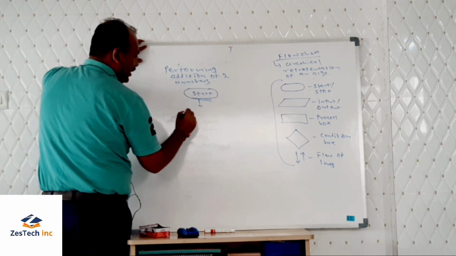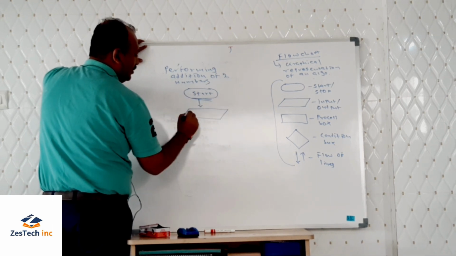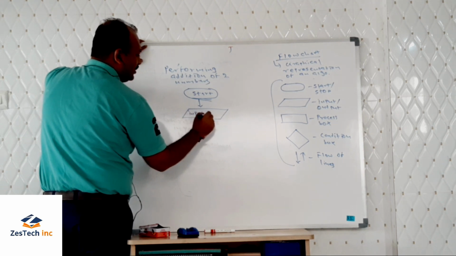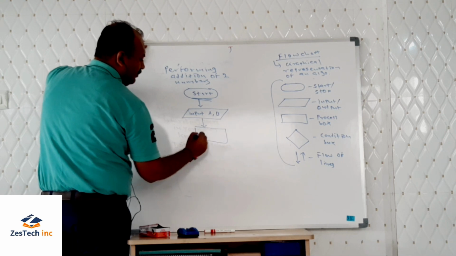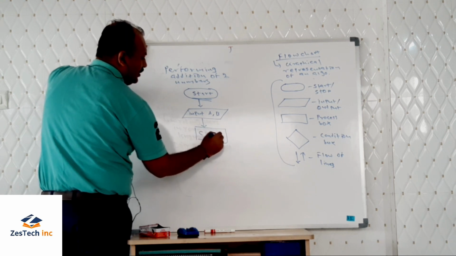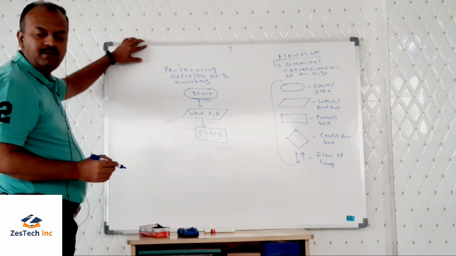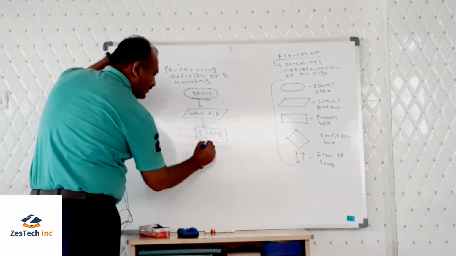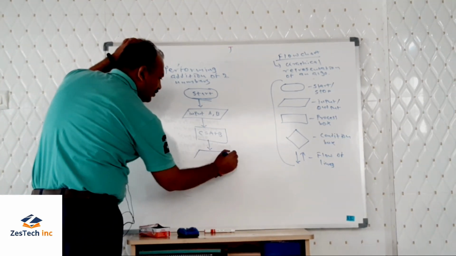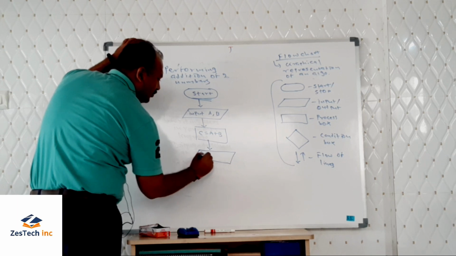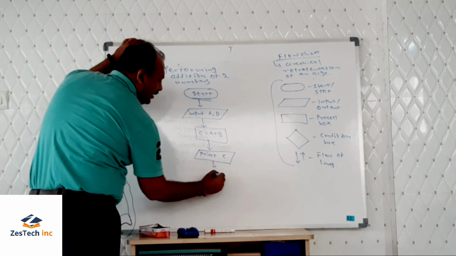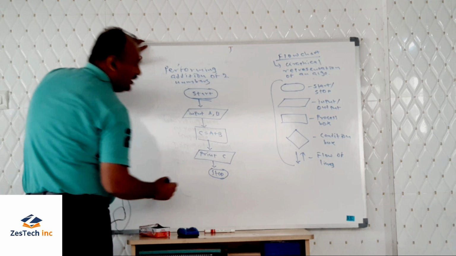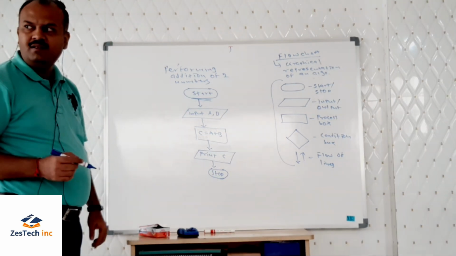Then we would like to perform addition of two numbers, so get the two numbers from the user, that are A and B, say for example. Then perform the addition of the two numbers. Once the addition is done, whatever answer we get is stored inside C. So print the value of C and then stop. So this is a flowchart that performs addition of two numbers.